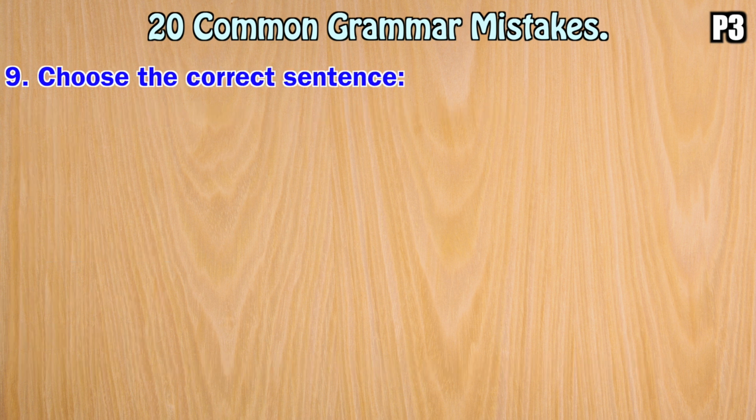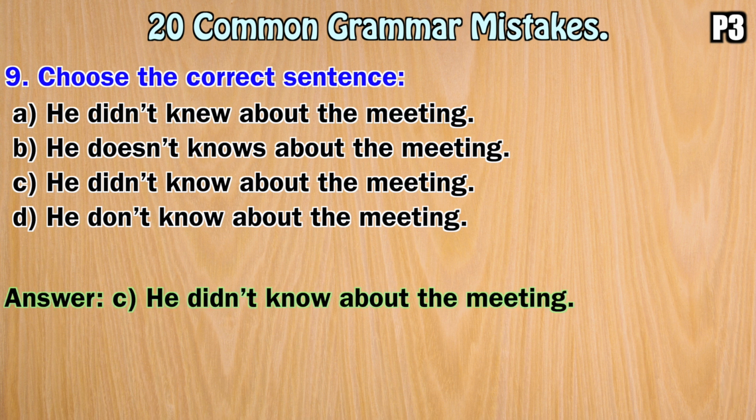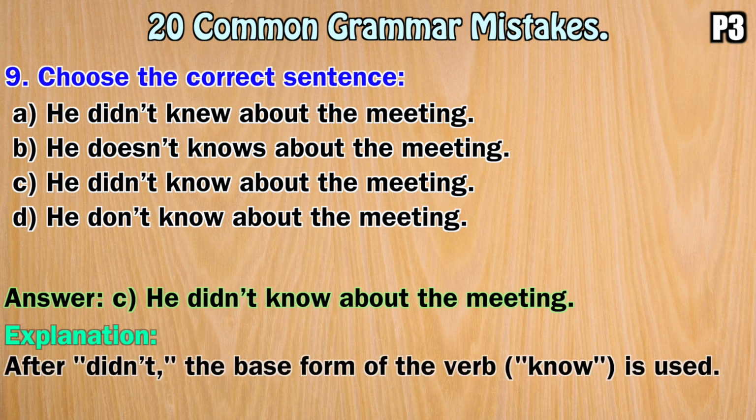9. Choose the correct sentence. A. He didn't knew about the meeting. B. He doesn't knows about the meeting. C. He didn't know about the meeting. D. He don't know about the meeting. Answer. C. He didn't know about the meeting. Explanation. After didn't, the base form of the verb, know, is used.